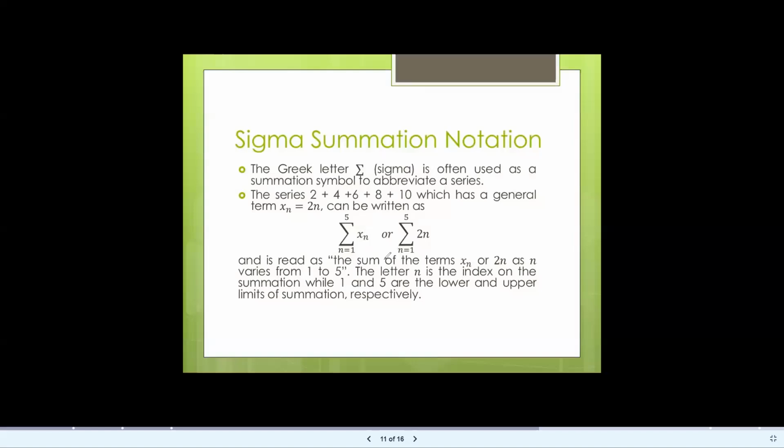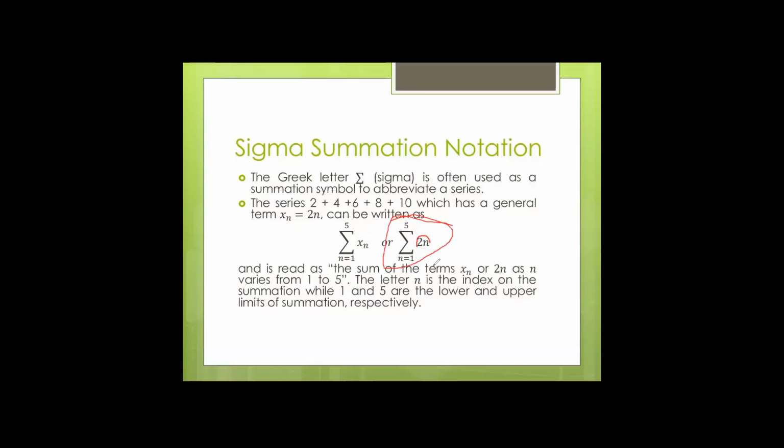So here, this is the general term for the sequence. And you want the sum of all the terms from n equal 1 to n equal 5. What that means really is this. Because if I put 1 in the place of n there, you get 2. If I put 2 in the place of n here, you get 4. If I put 3, you get 6. If I put 4, you get 8. If you put 5, you get 10.